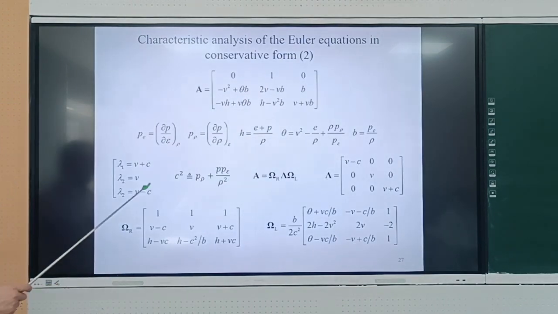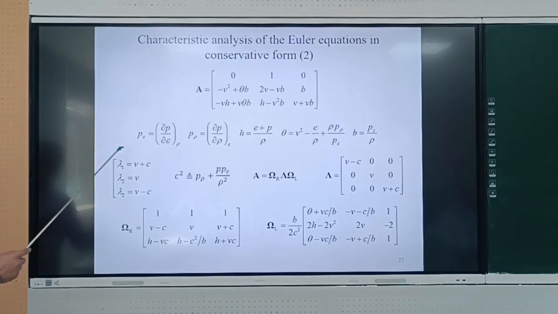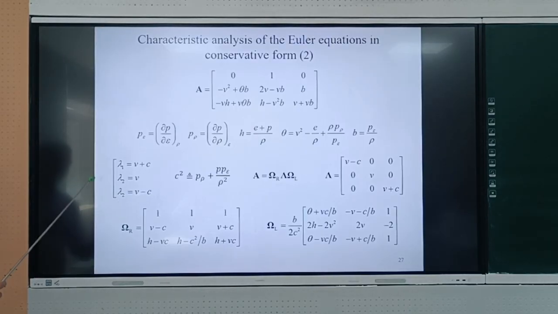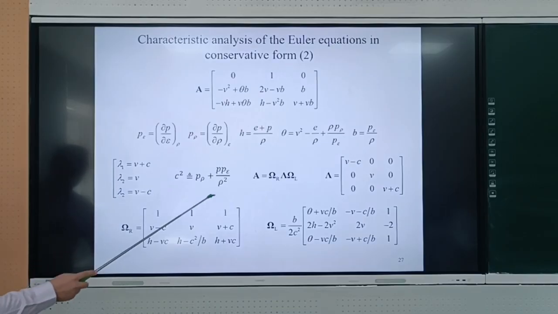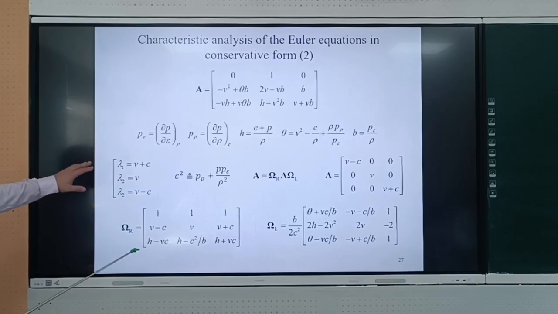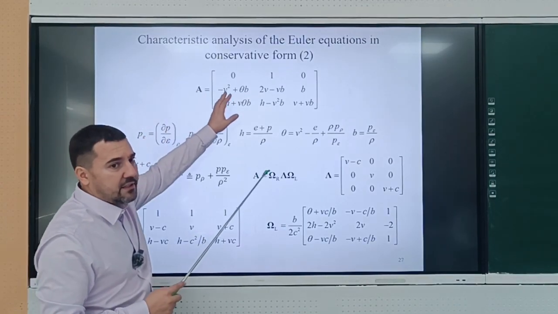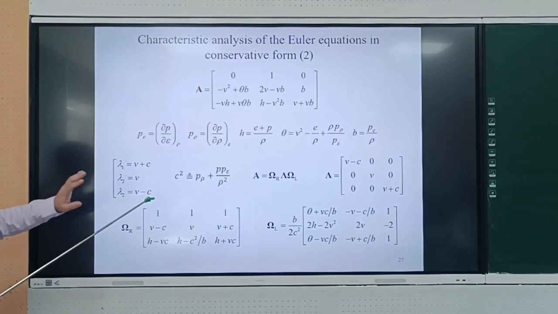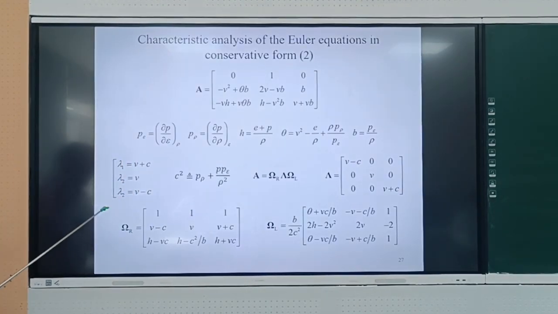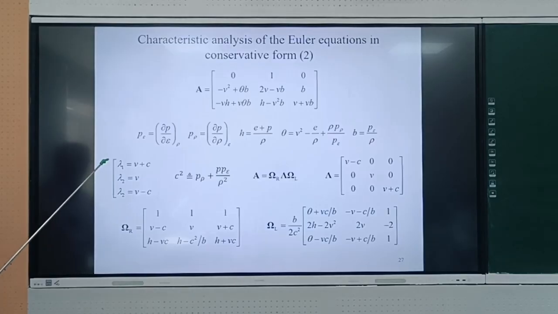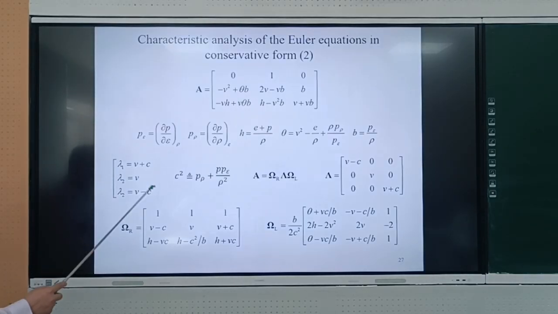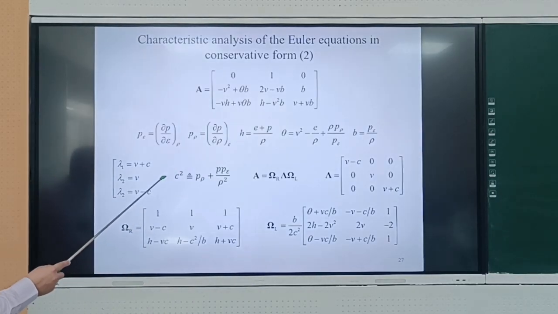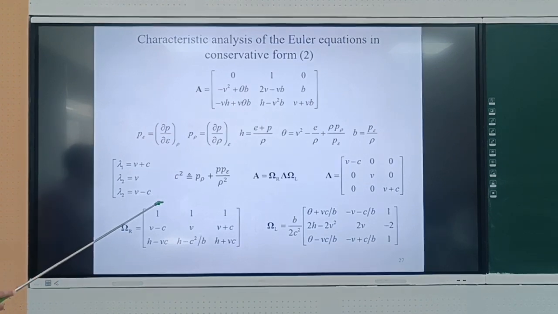What is important here? The eigenvalues of matrix A for the Euler equations are v plus c, v minus c, where c squared is the following combination. So it's just formal analysis. It's possible to do analytically. That's not very difficult. I can also send you a document with this mathematics. It's very easy. However, what is c squared? You can check that this c squared is just the speed of sound.